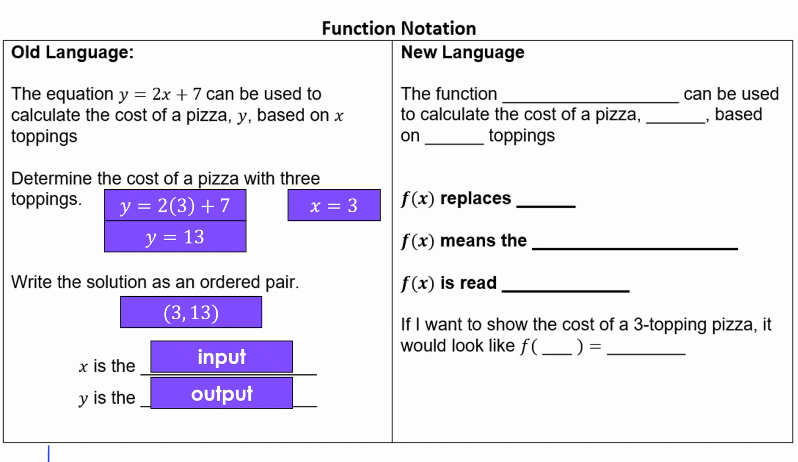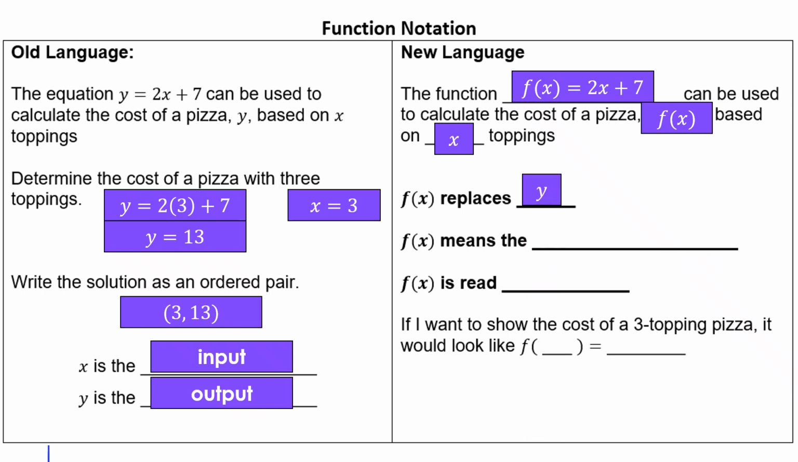Now, our new language, our function notation language, is going to look like this. We're going to rewrite that equation using what we call function notation. It's going to look just like this. It's read f of x equals 2x plus 7. So the function f of x equals 2x plus 7 can be used to calculate the cost of a pizza, f of x, based on x number of toppings. So really, f of x is just a fancy form of y, basically, in this case. f of x is replacing y. f of x means the function of x.